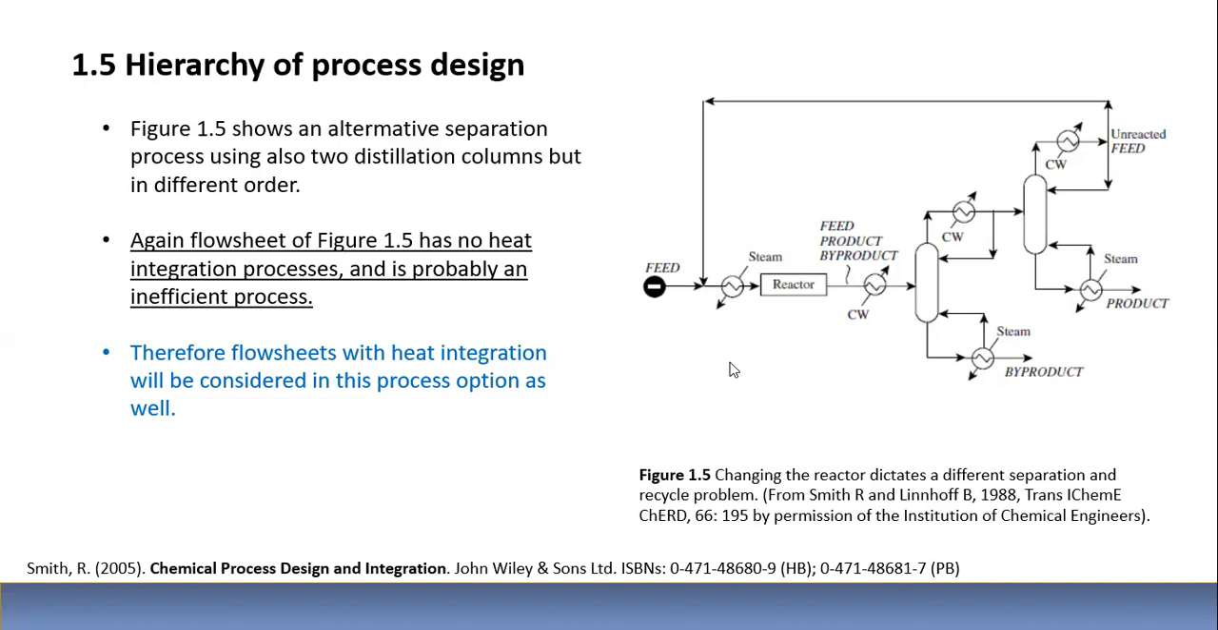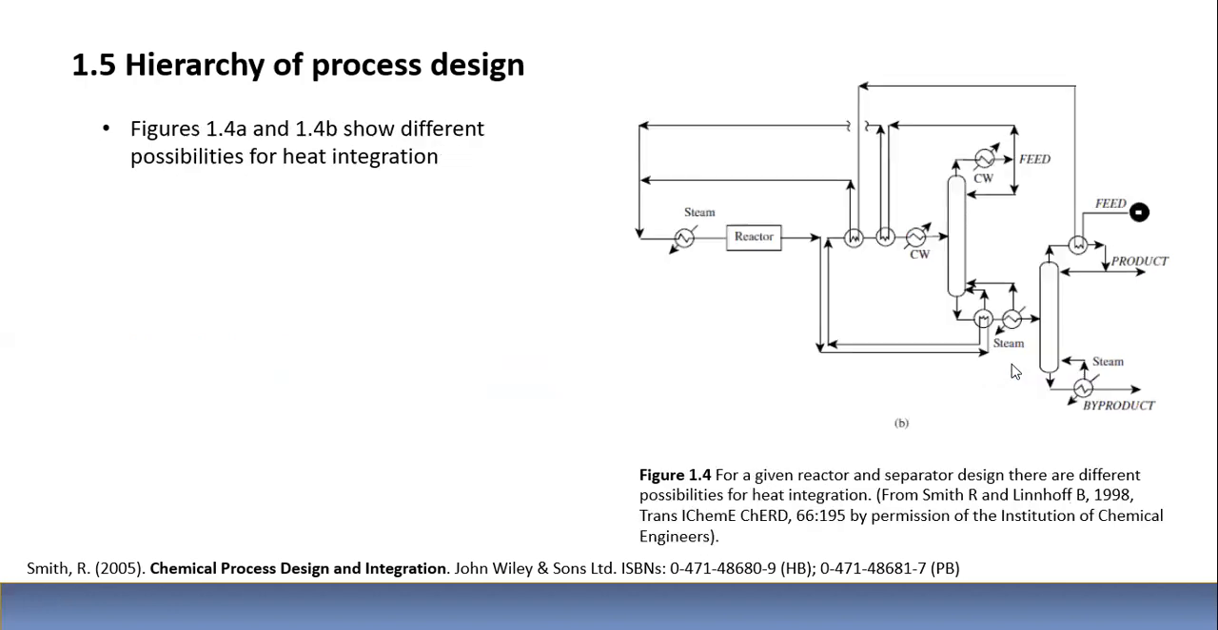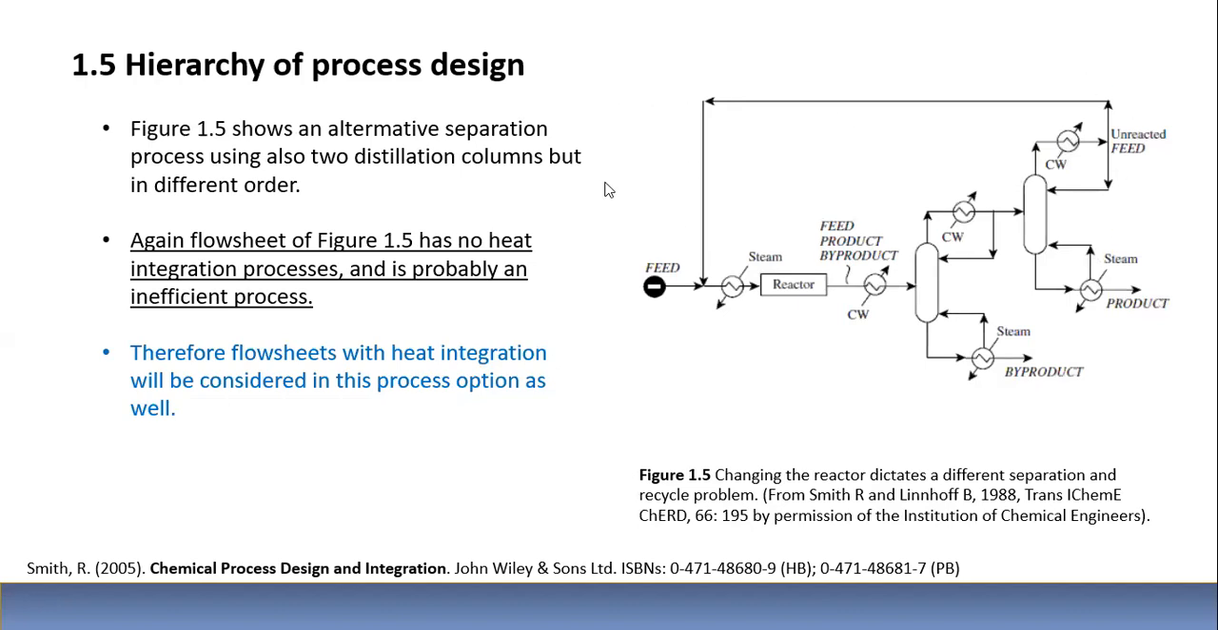Figure 1.5 shows an alternative separation process using also two distillation columns, but in different order. Ahora las columnas de destilación ya no van en este orden, van en este orden para separar el reactivo que no se alimentó. Aquí está el producto secundario. Again, flow sheet of figure 1.5 has no heat integration. Aquí vemos que no hay integración de calor, and it's probably an inefficient process. Therefore, flow sheets with heat integration will be considered in this process as well.